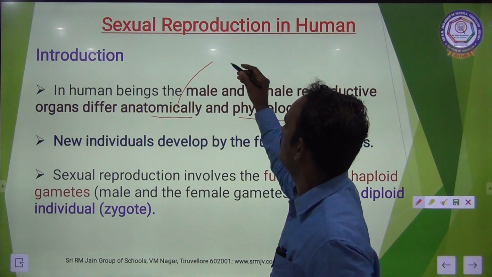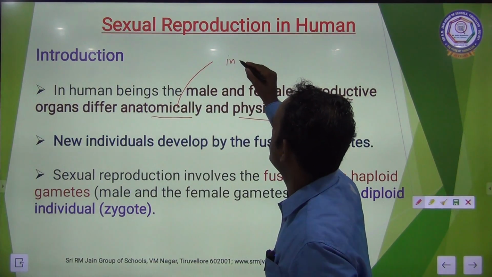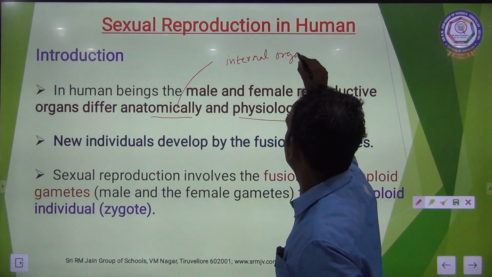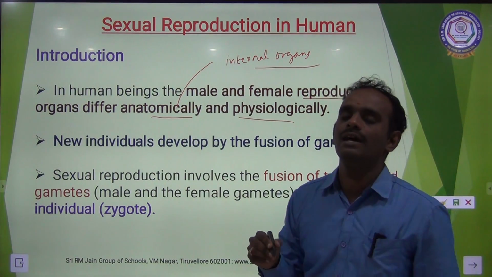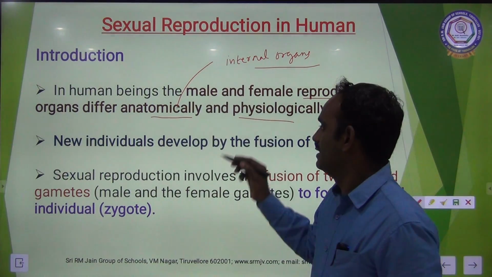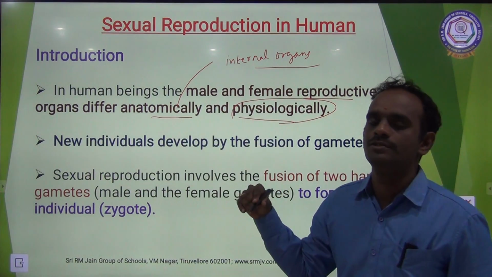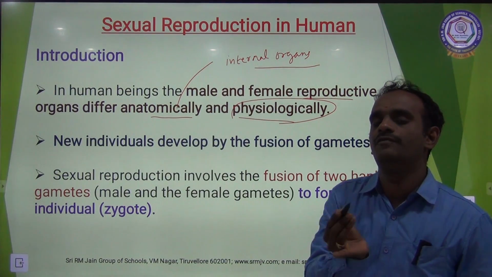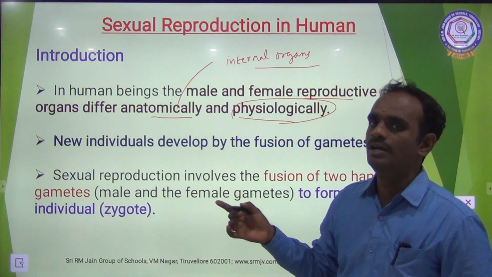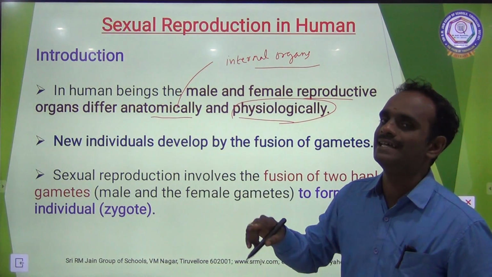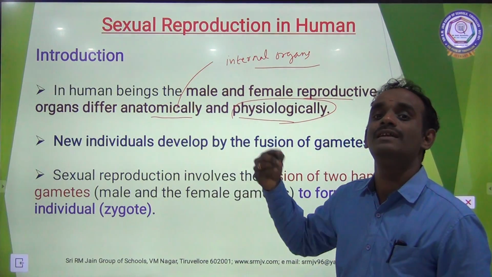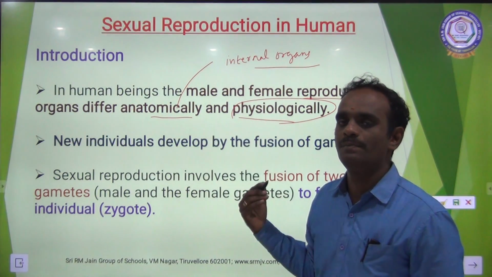Anatomically, what is meant by anatomy? The study of internal organs. So the male and female reproductive organs are internally different, and physiologically their functions are also different. Male organs have different functions and female reproductive organs have different functions. Can you get my point, children?